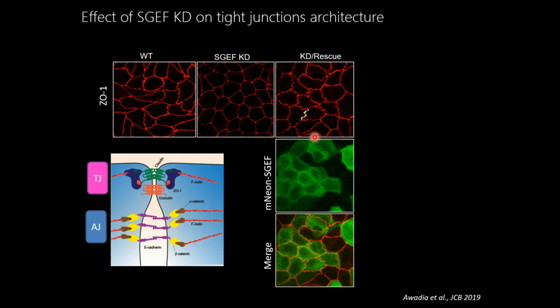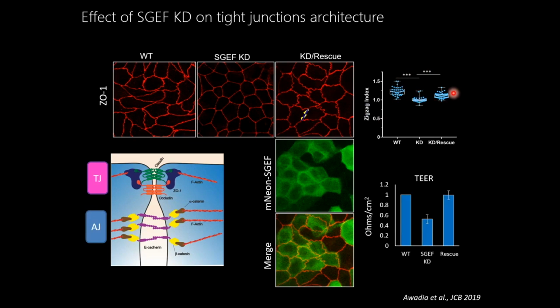I'm going to skip this for a moment, but essentially this is an assay in which we quantitated the curvilinear aspect of the junctions, and we see that it's affected. What we also measured is the permeability of the junctions using an assay called transepithelial electrical resistance. And you can see here that when we knock down SGEF, the barrier function is impaired, meaning the resistance is lower, and this indicates that the junctions are more permeable.